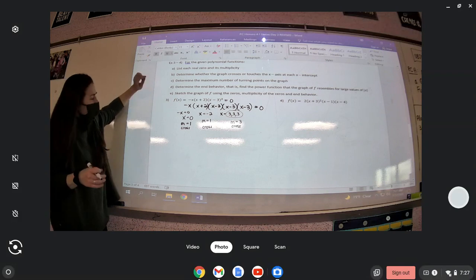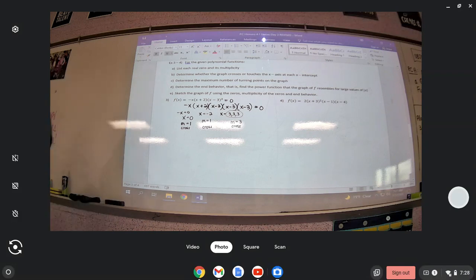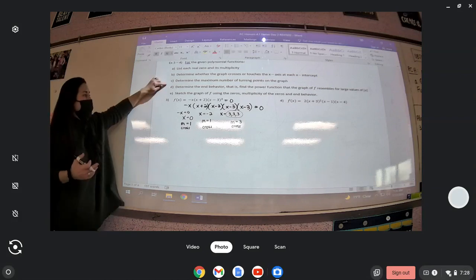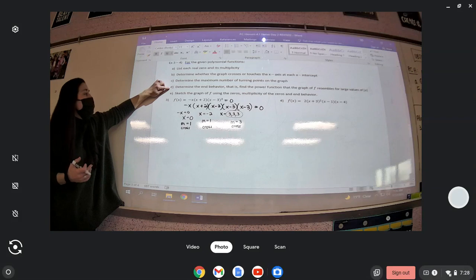All right, then it says, determine the maximum number of turning points. Well, guys, in order to do that, in order to say how many max times it could turn, you need to know what the degree is because there's a relationship there. So let's skip to part D. We'll have to come back to part C. Part D says, determine the end behavior, bless you.